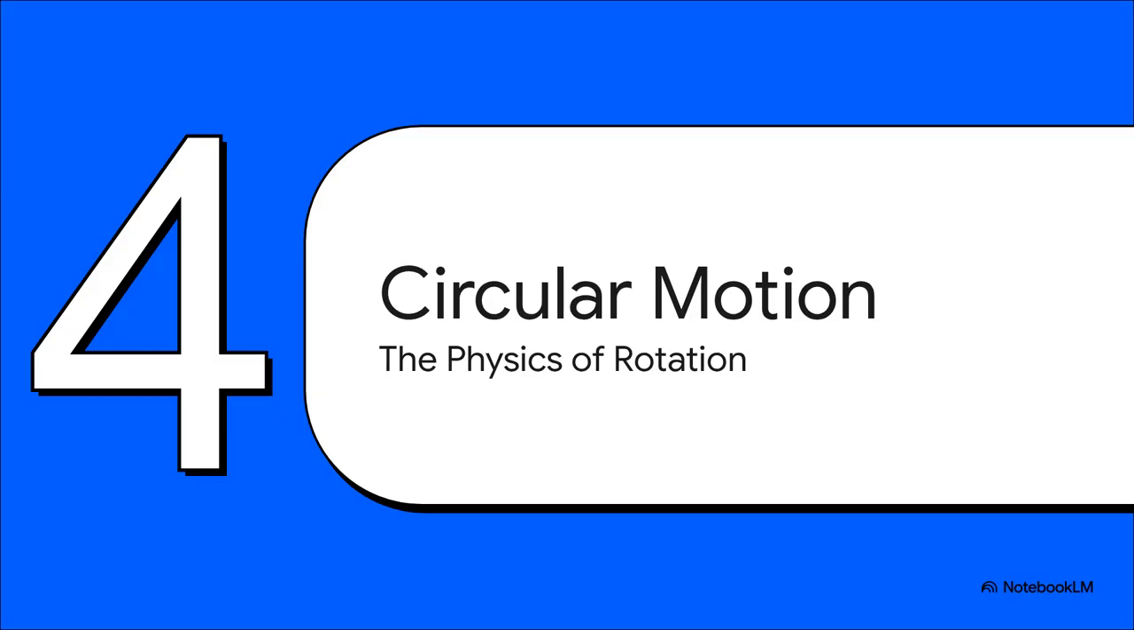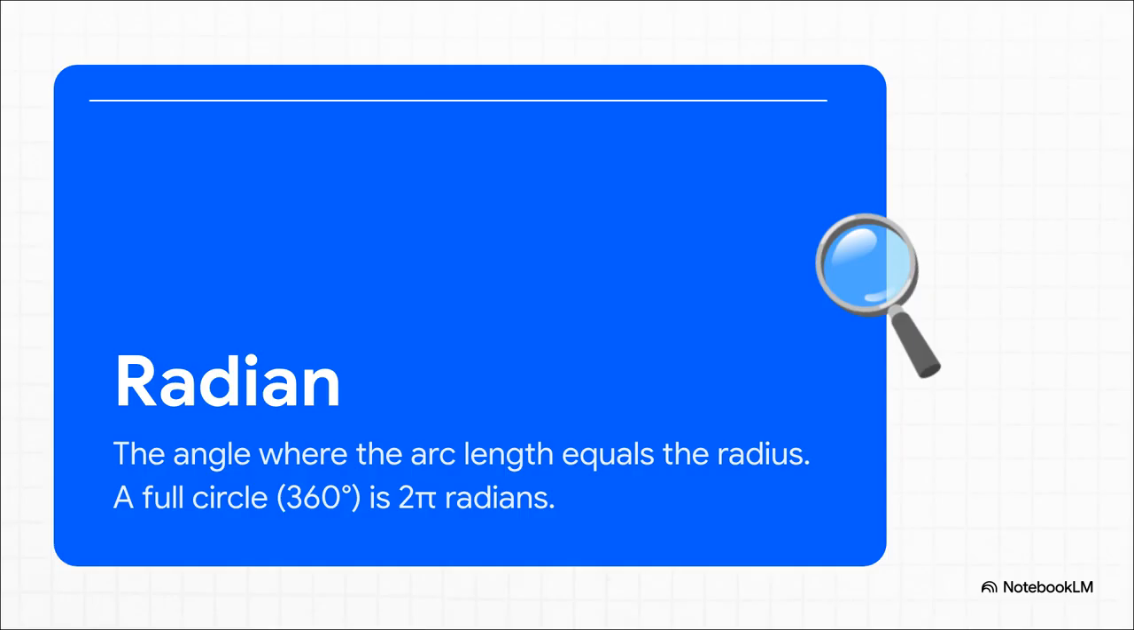All right, for our last section, let's completely shift gears. We're moving away from things hitting each other in a straight line and into the fascinating physics of what happens when something goes around in a circle. Now, when we talk about circular motion, we usually ditch degrees and use a different unit called the radian. It sounds complicated, but it's not.